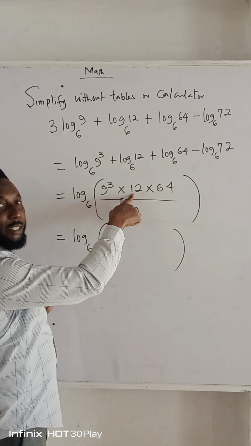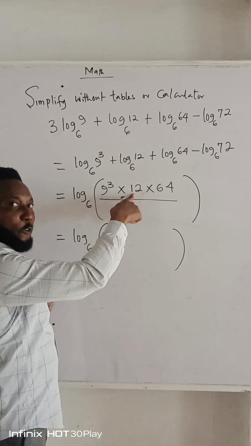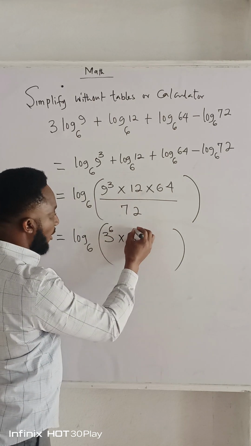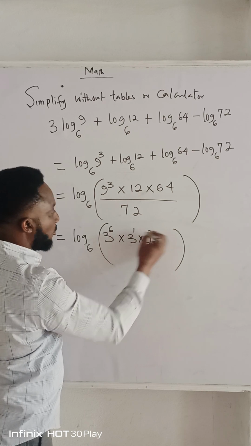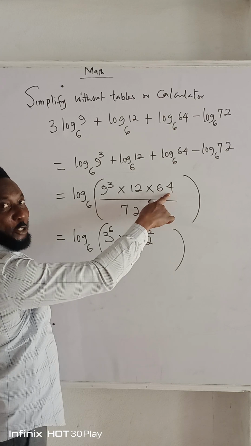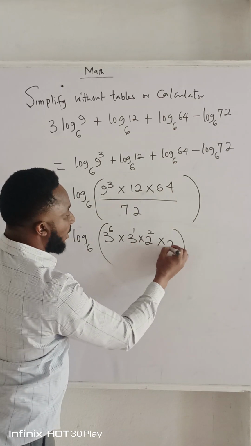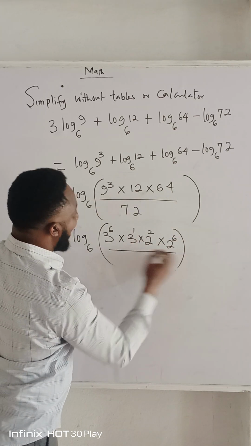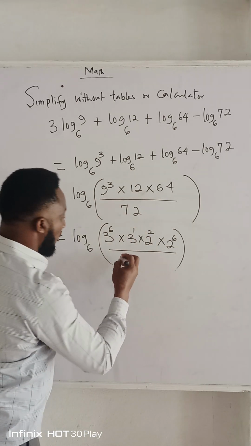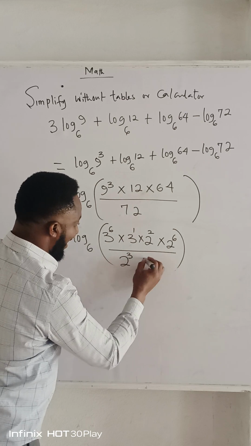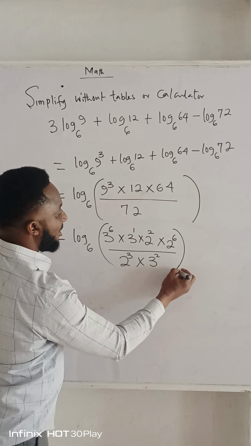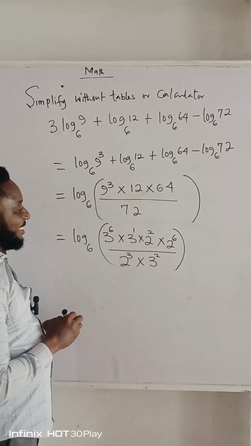Now, 12 is 3 times 4. And 4 is a base of 2, which is 2 to the power of 2. So I can write this as 3 to the power of 1 times 2 to the power of 2, which is 12. Then 64 can be expressed in base 2, which is 2 to the power of 6. Now, 72 is 8 times 9, and 8 is 2 to the power of 3. 9 is 3 to the power of 2. So with this, we are home and dry.